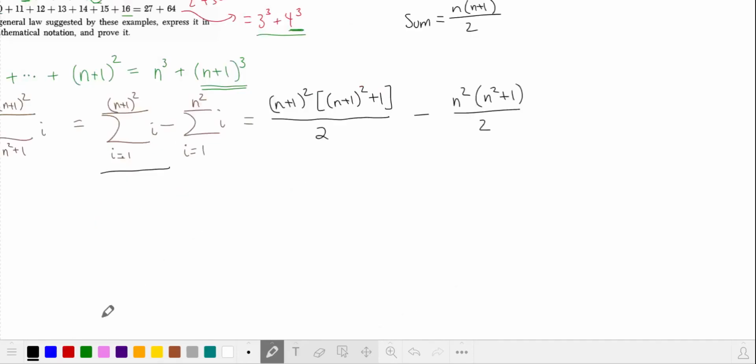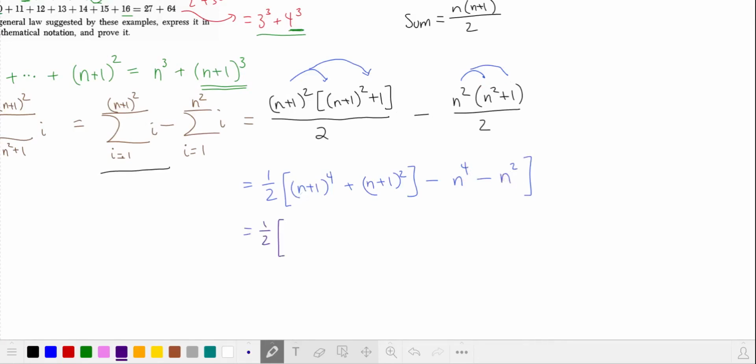Let's simplify these. First, I'll factor out 1/2 from both of these. And I'll go ahead and distribute our n plus 1 squared over these 2 terms. And I'll do the same thing over here, being careful to subtract. So this is minus n to the 4th and minus n squared. I'm going to expand n plus 1 to the 4th using the coefficients from Pascal's triangle.